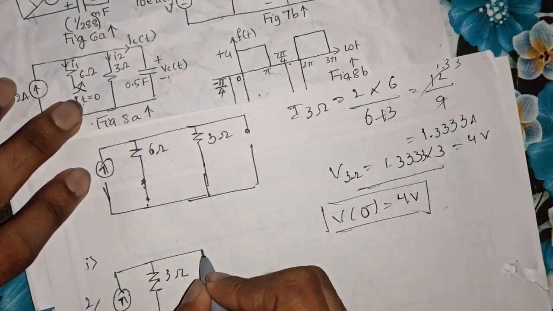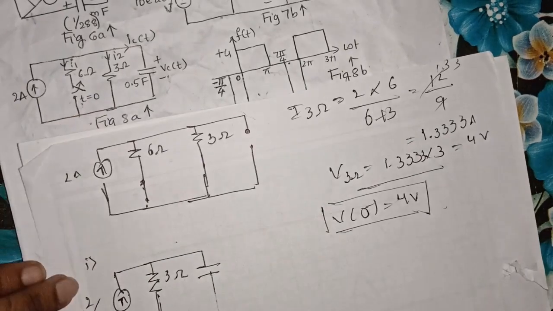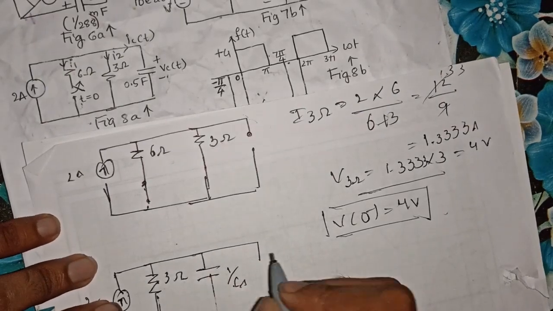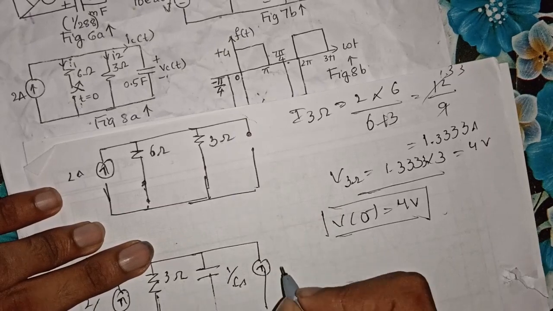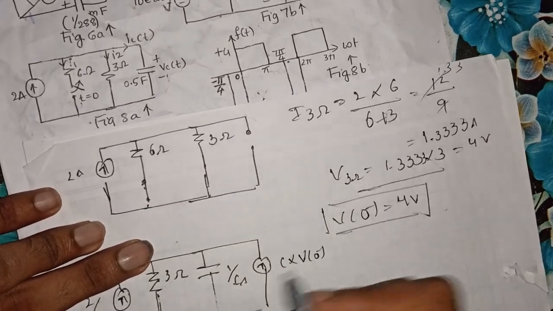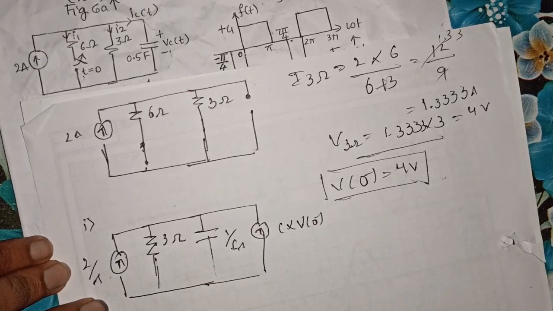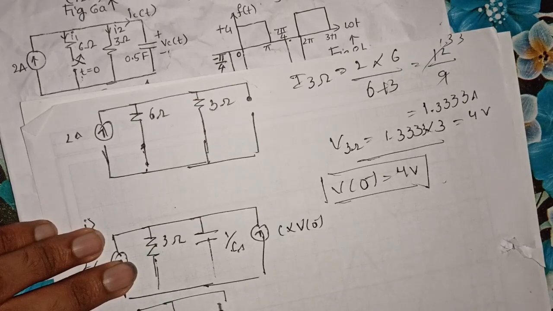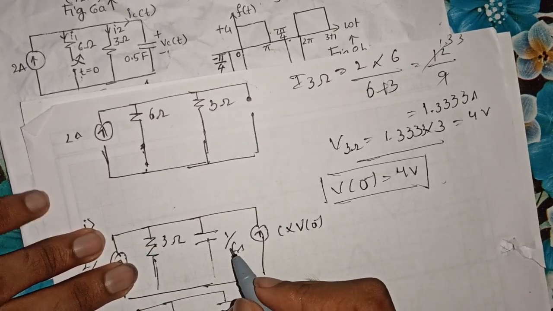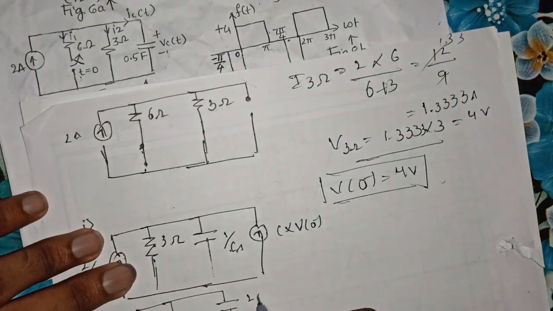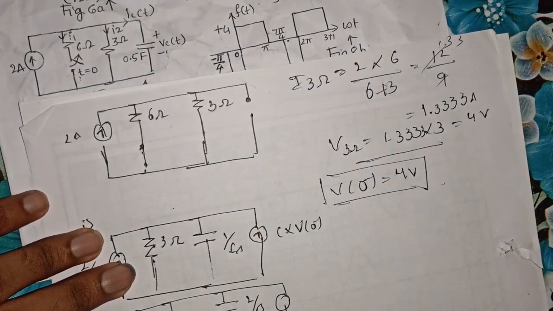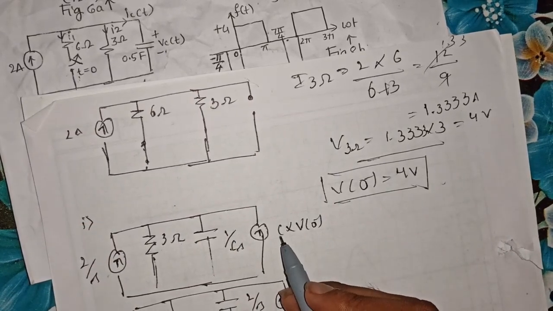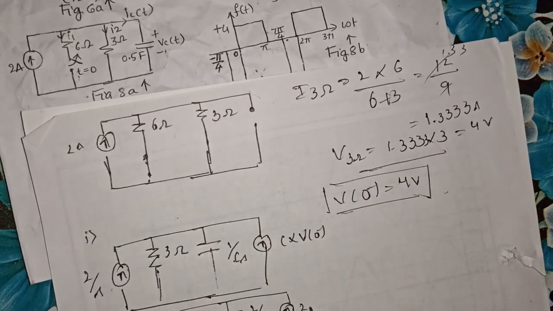The 3 ohm remains as it is, and the 0.5 farad capacitance is replaced by 1 over C into S. I replace this with the current source, which is C into V of 0 minus. We know the value of V of 0 minus, so we can calculate it. For simplifying the network, we get 2 by S, and the 3 ohm resistance remains as it is. The value of capacitance C is 0.5, so 1 divided by 0.5 is obviously 2 divided by S. C value is 0.5, and 0.5 multiplied by 4 gives you 2 ampere current.